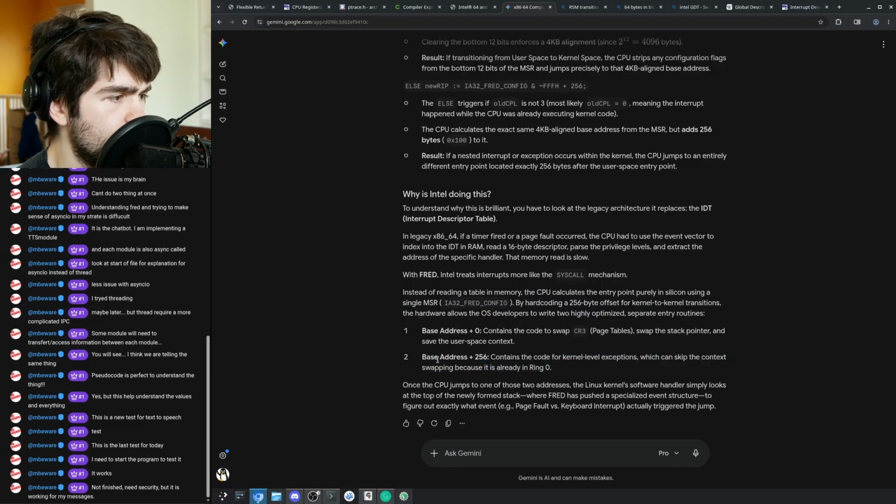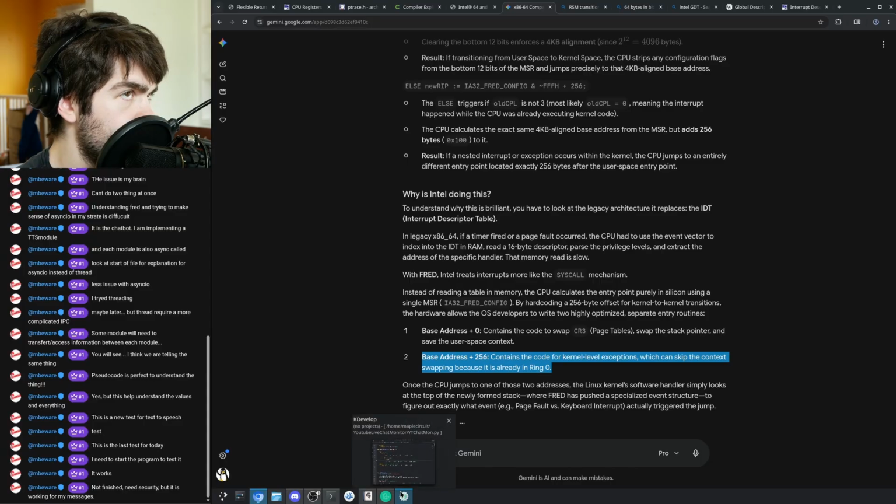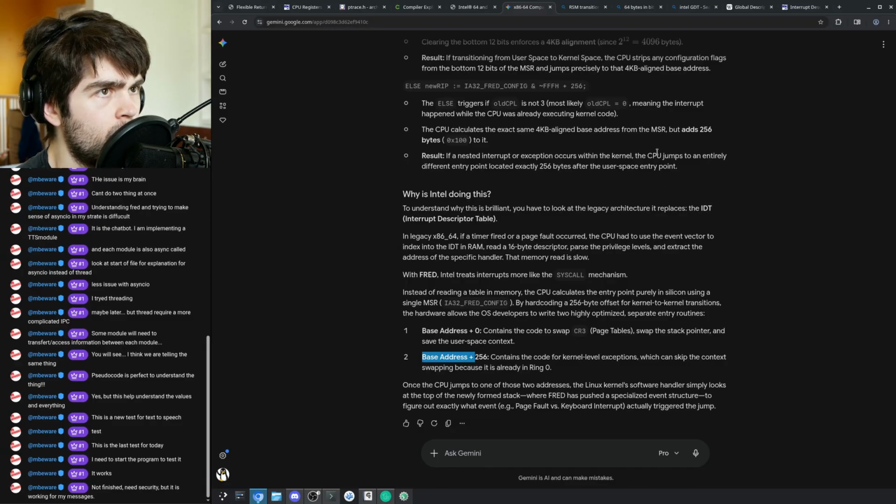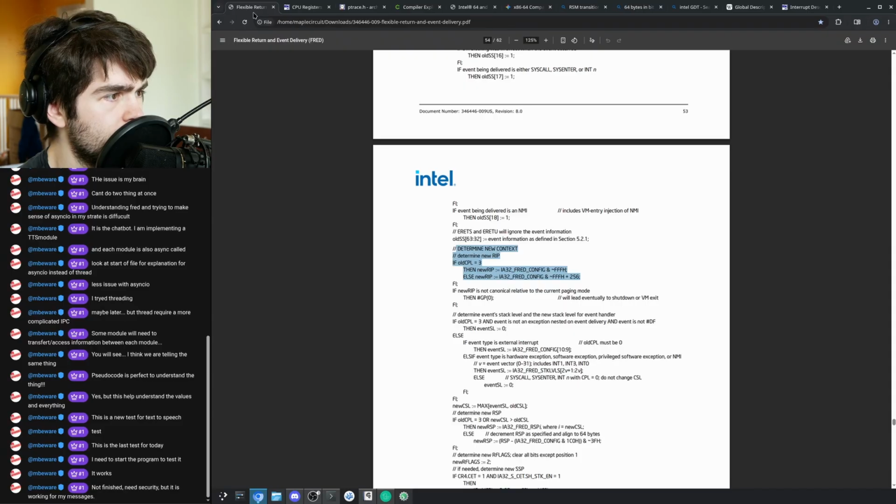Oh, okay, that's cool. So when you write your thing as a dev, one entry contains the code to swap CR3 page table, stack pointer, and save the user space, while the other contains the code for kernel-level exceptions and skips the context swapping because it is already in ring 0. Okay, so there's a difference here. Oh, that's cool. Okay, I think I get it.